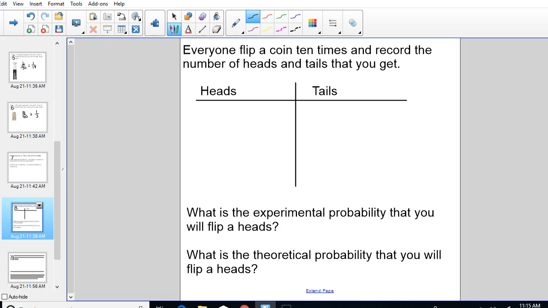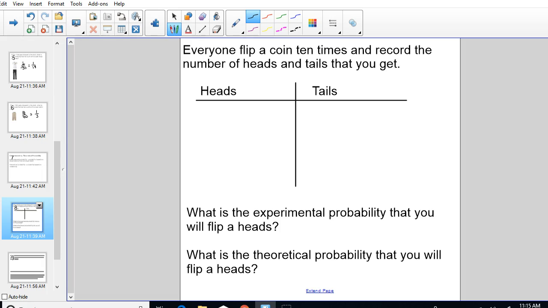Okay. All right, I want you to flip your coin 10 times. Record the number of heads you get and the number of tails. Flip it 10 times. Flip your coin 10 times. Record heads or tails.